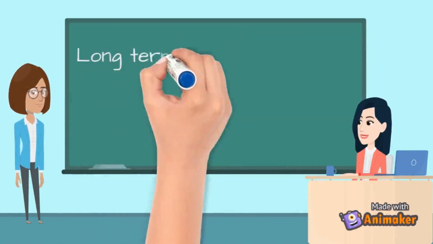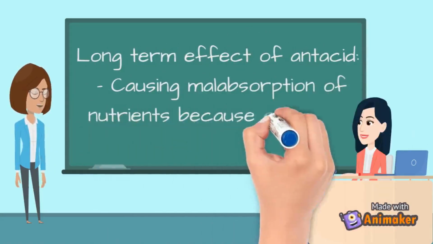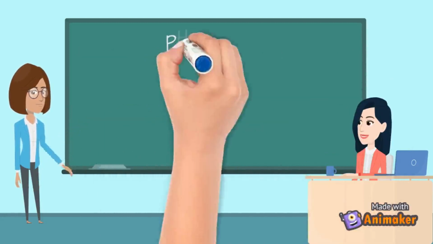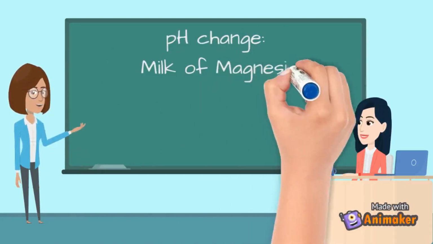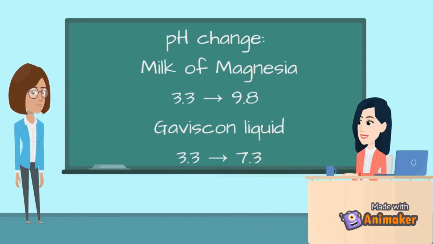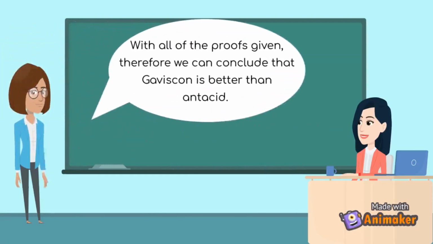The long-term effect of antacid is that it causes malabsorption of nutrients because of the change in the pH environment of the stomach. There is a difference in pH changes by milk of magnesia and Gaviscon liquid. Milk of magnesia will change pH 3.3 to pH 9.8, while Gaviscon liquid will change pH 3.3 to pH 7.3. With all the proof given, therefore, we can conclude that Gaviscon is better than antacid.